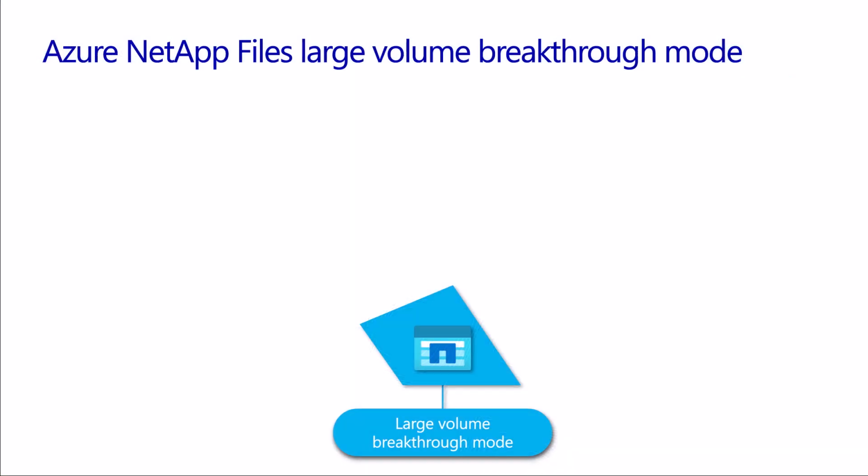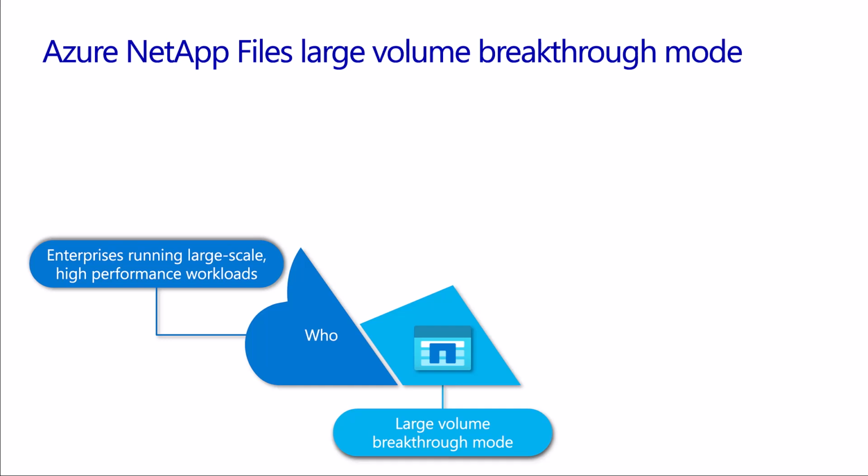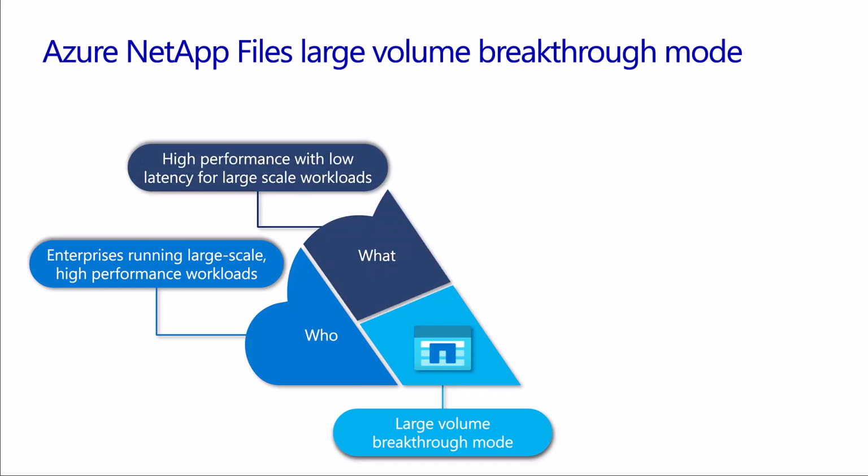Who is this feature for? Organizations needing maximum performance, bandwidth, and consistent IOPS, as well as industries such as semiconductor, hyperscale, and teams requiring support for extremely large datasets and global collaboration will find this useful. Azure NetApp Files Large Volume Breakthrough Mode with 6 storage endpoints on dedicated capacity enables high-performance, low-latency access for large-scale workloads. It simplifies network management and eliminates performance degradation.